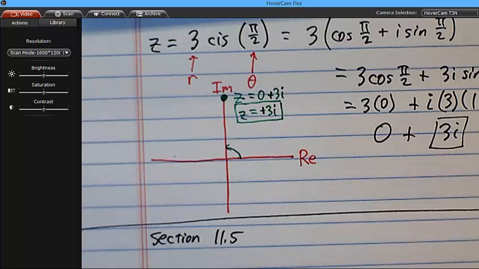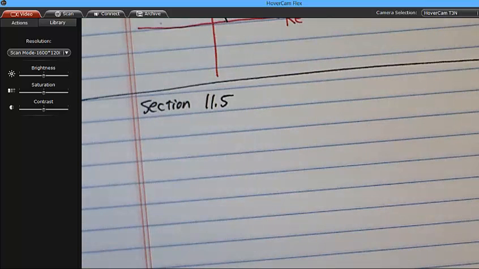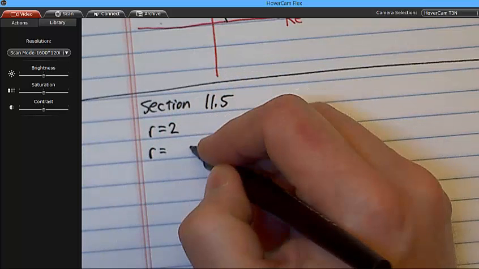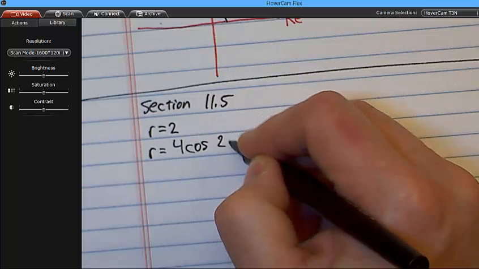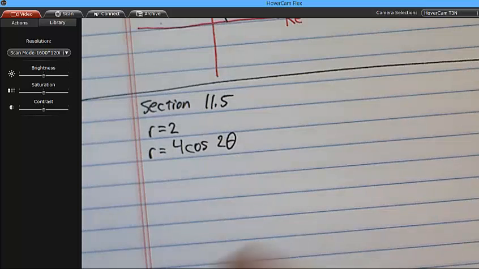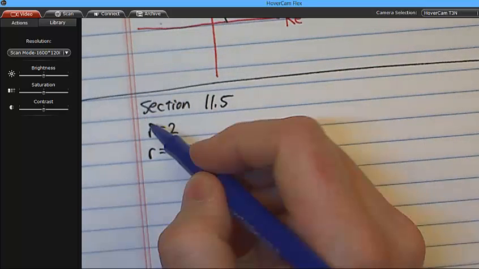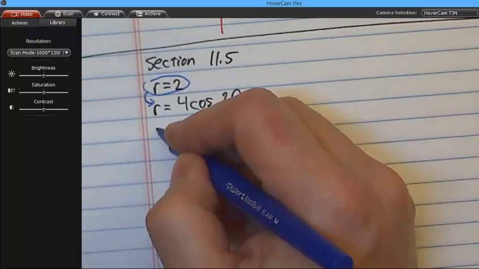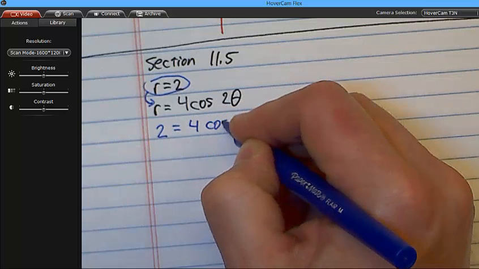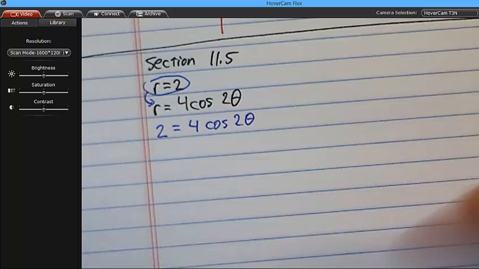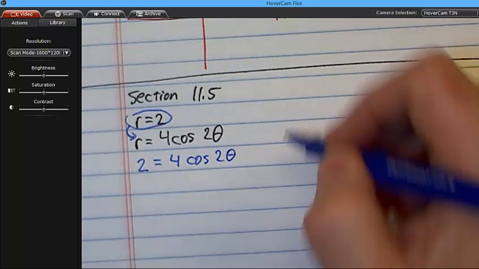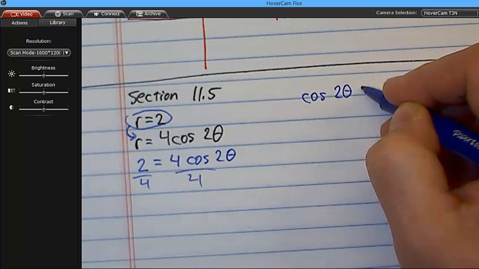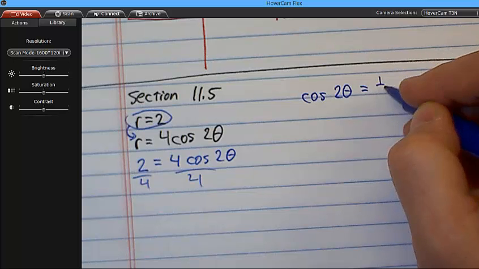Let's see. So the equations are r equals 2, and what's the other one? r equals 4 cosine of 2 theta. So what I can do is I can substitute, right? This r is equal to 2. Put that in for that r. So I get 2 equals 4 cosine of 2 theta. And so moving on, if I divide both sides by 4, I get the cosine of 2 theta is equal to 1/2.